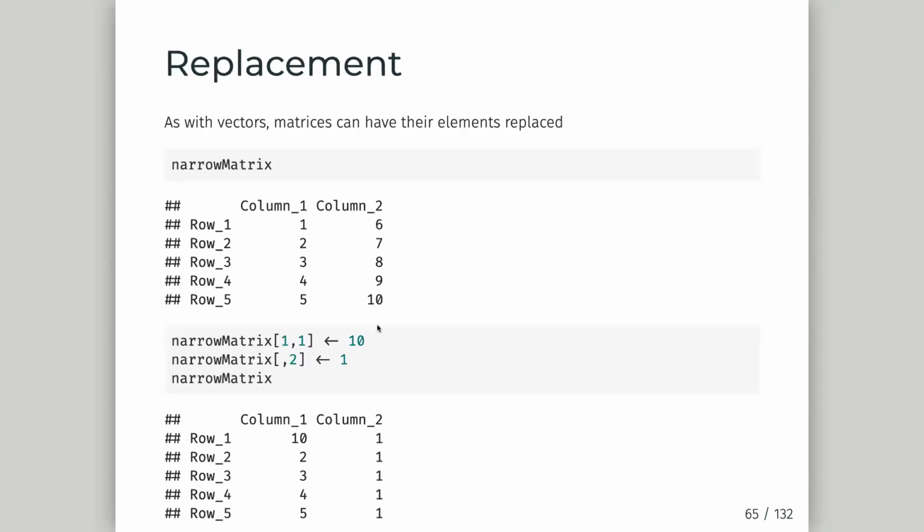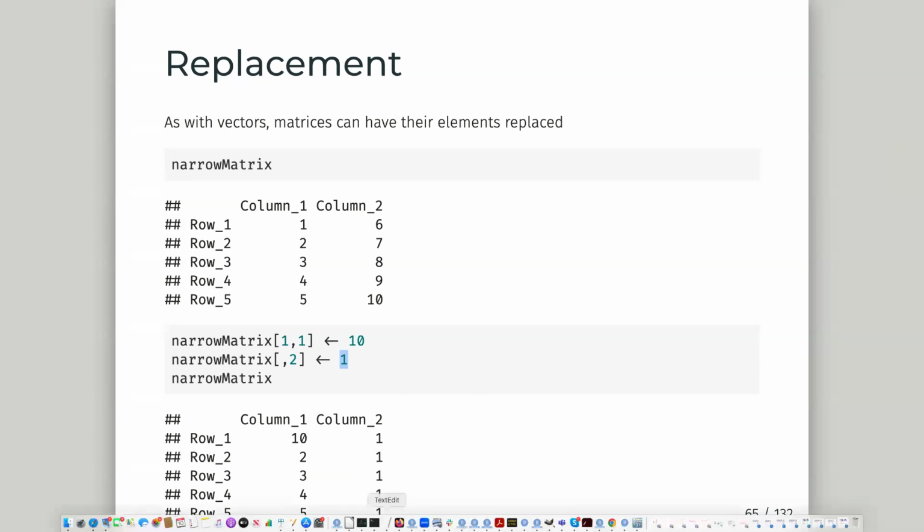As with vectors, we can also replace positions. Here I want to replace the first row, first column. I can replace that with 10. If I want to replace an entire row or an entire column, I can just provide the index, and here I can assign 1. I don't need to explicitly write out every 1 five times or whatever. I can just say 1, and it's going to fill that entire column. It's going to recycle the value 1 across all my values.